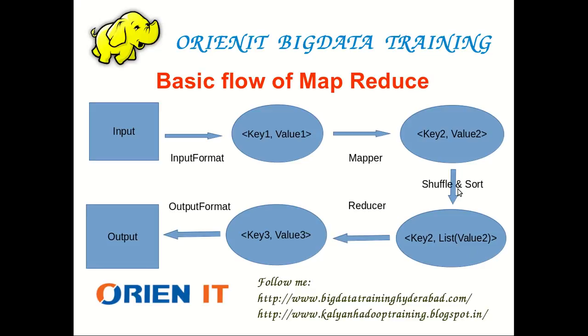So what exactly is the input format's responsibility? It will read the file with the help of a record reader. There is an internal concept called record reader. With the help of the record reader, the input format reads your input file and converts it into n number of records. Those records will be passed to the mapper class. The mapper class internally has one method called the map method.